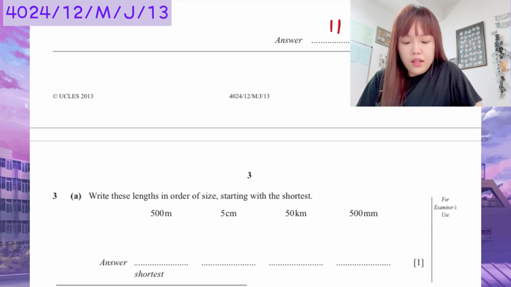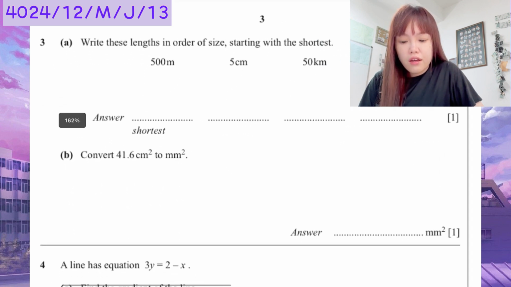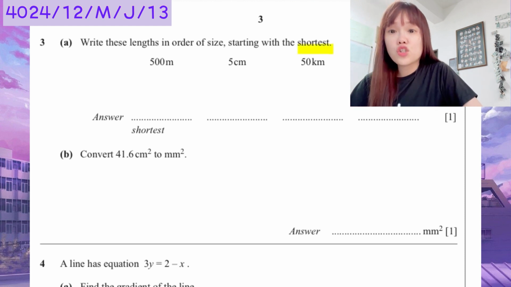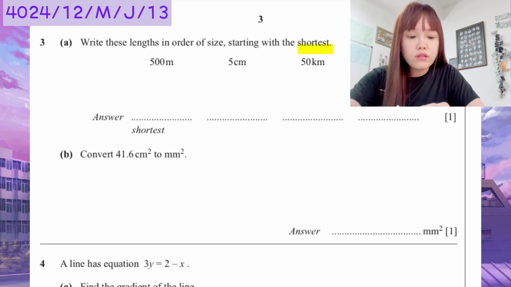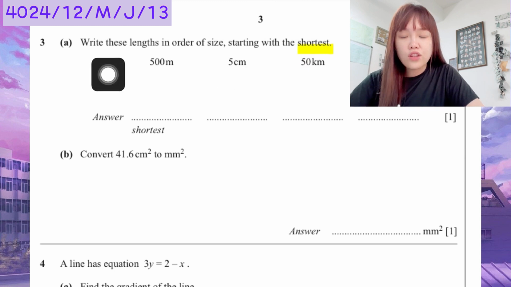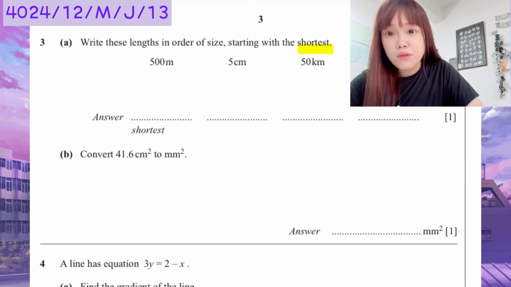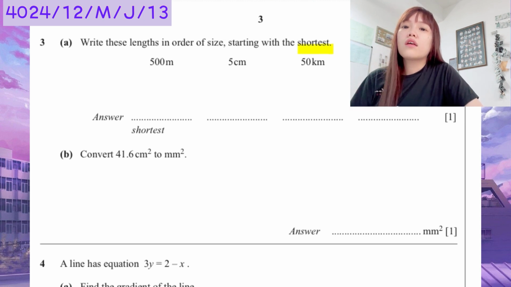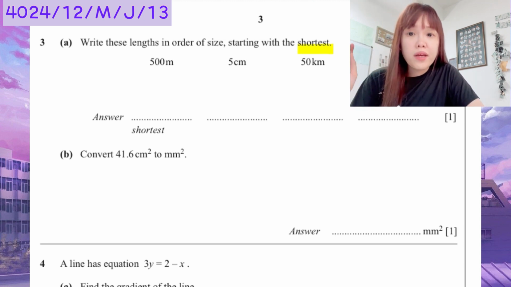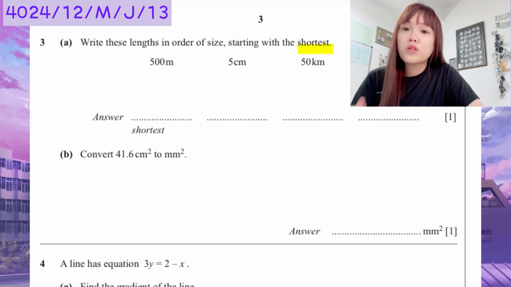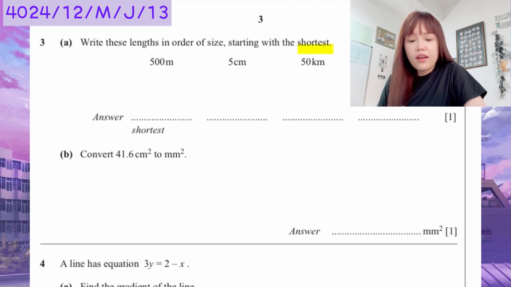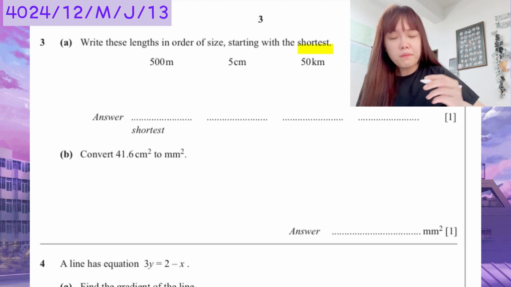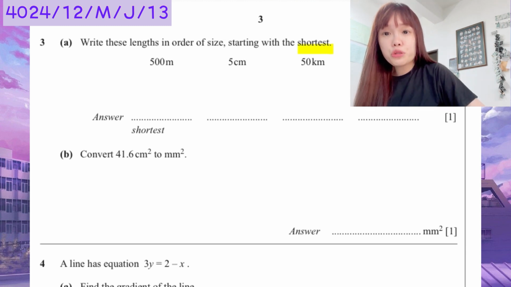Let's look at 3A. You need to start off with the shortest. Look at it, this is the shortest. Now the thing here is all the lengths are not in the same unit. So you have to change all of them into the same unit. Whatever unit is fine, as long as you make all of them the same, then you can know which one is the shortest and which one is the longest. It's either meter, cm, kilometer, or mm. Doesn't matter. For me I will change to meter.